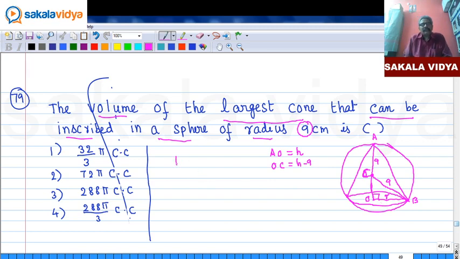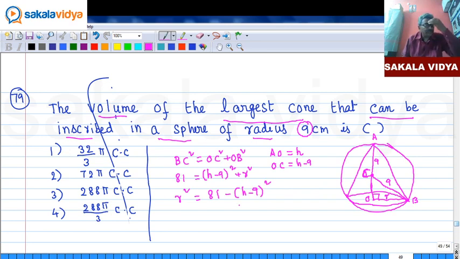So in this right angle triangle, we can relate like this. BC square is equal to OC square plus OB square. BC square means 81. OC square is H minus 9 whole square, plus OB square, and OB square means R square. We can write R square is equal to 81 minus (H minus 9) whole square. This is the relation. Understood now?